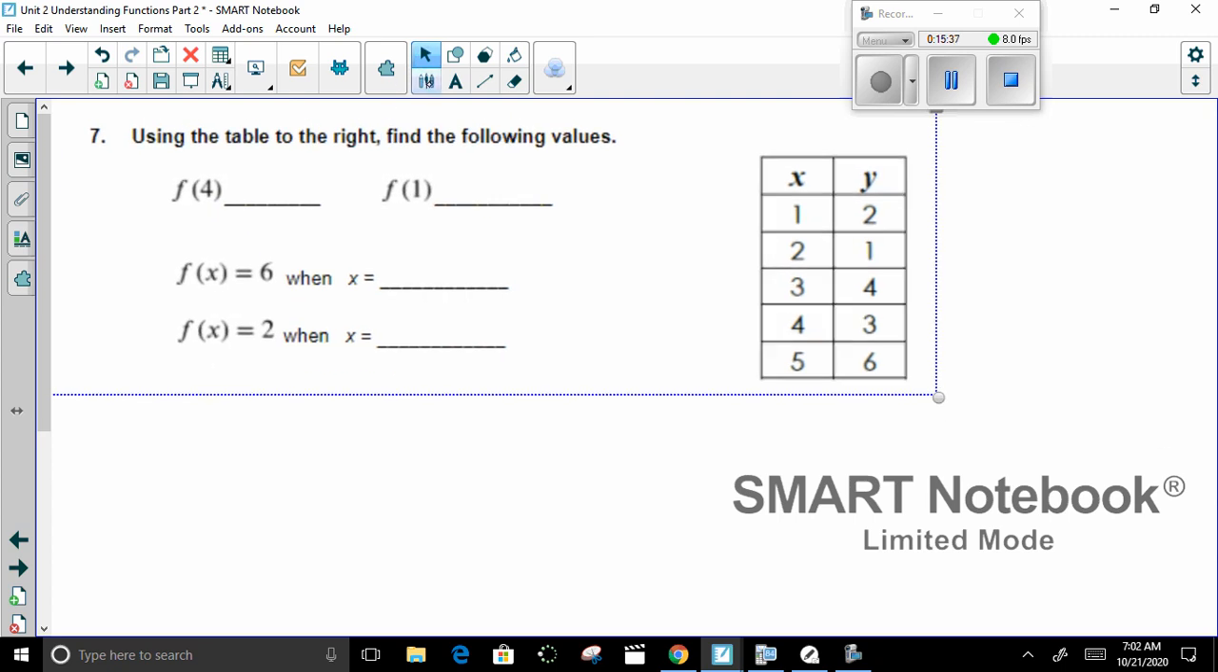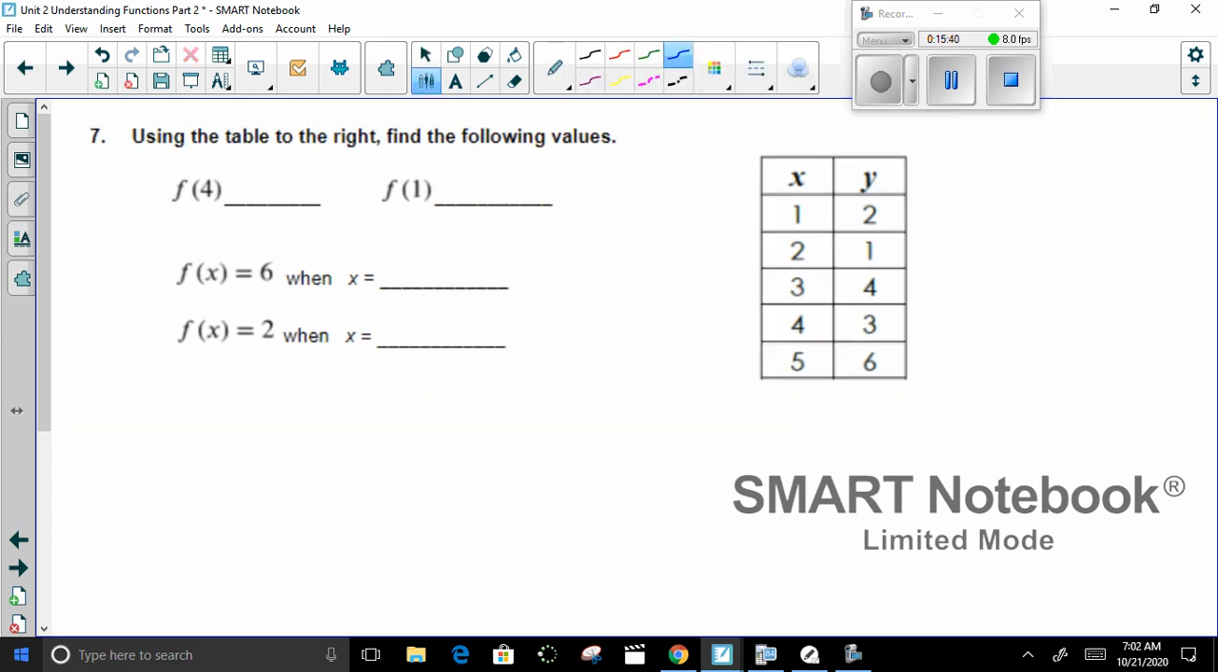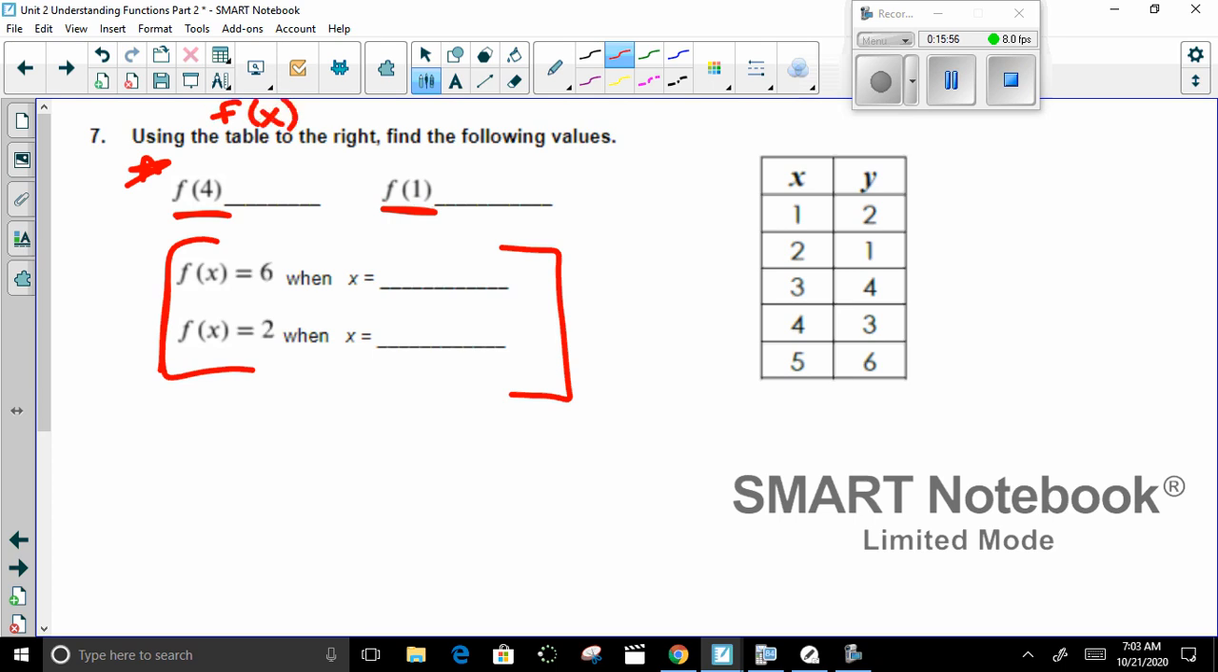All right, another one from a table. And they're giving me a little bit of both. So these top ones, what are they giving me? Are they giving me the output and asking me to find the input? Or are they giving me the input and asking me to find the output? So think about that. Remember, it's f of x. What have they given me? And hopefully you realize they're giving me the input here. They're giving me the x value. They want you to find the y value. So if x is 4, what's y? 3. If x is 1, what's y? 2.